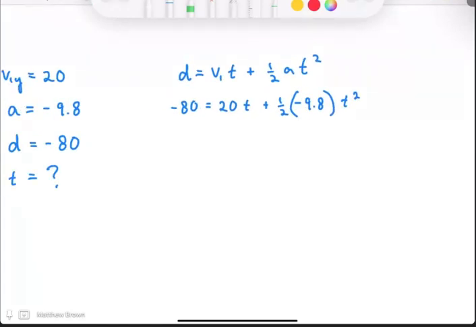So 1 half of negative 9.8, so this here is negative 4.9. So I would move that over to the other side so that it becomes positive. So I'd have 4.9 t squared minus 20t minus 80 equals 0, putting everything over on the left side of this equation. Now how do I solve this? Absolutely, right? This is the quadratic formula.